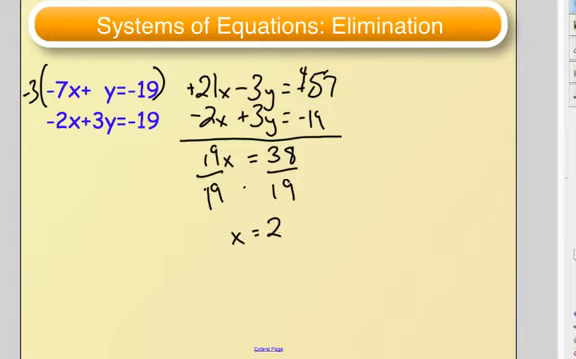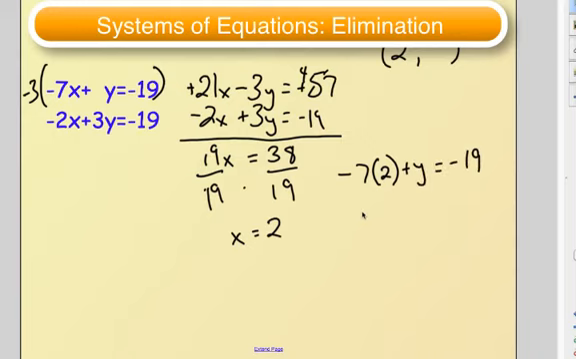So that's my x-coordinate for this. I'm going to put 2 in there for my x. I don't know what my y is yet. But let's just do what we always do. We plug this into our equation and solve for it. I'm going to plug it into the original top equation over here. So negative 7 times whatever x is. Well, I did it again. Not negative 7x, it's negative 7 times whatever x is. And in this case, we know what it is. It's 2. And that's plus y equals negative 19.